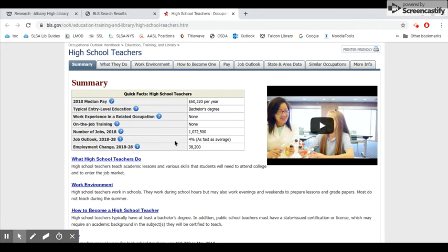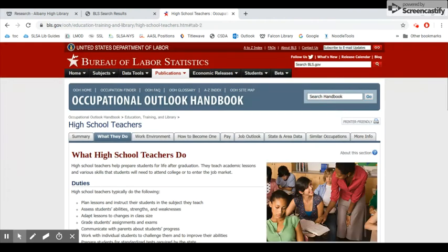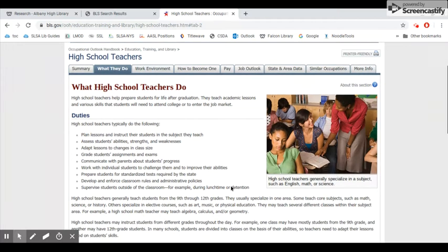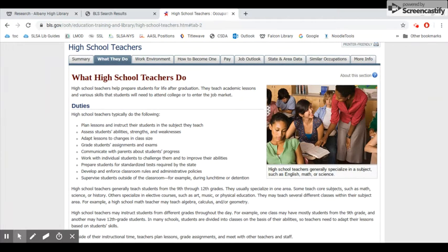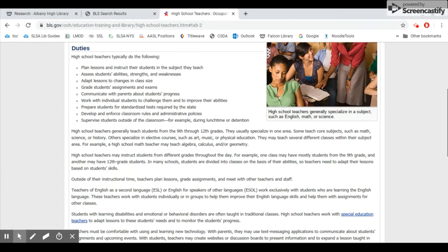When you click on what they do, it gets a little bit more specific, and it talks about what high school teachers do. We plan lessons, we grade students' assignments, we work with individual students, right? These are called duties. These are the job duties that a high school teacher does. There's also some details about perhaps what they specialize in, whether they're an art teacher or a math teacher, etc.